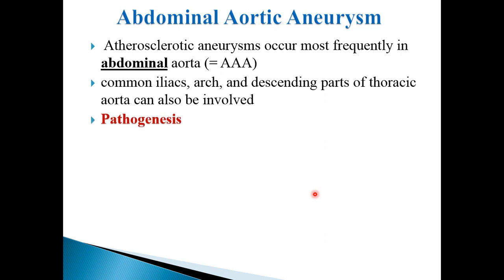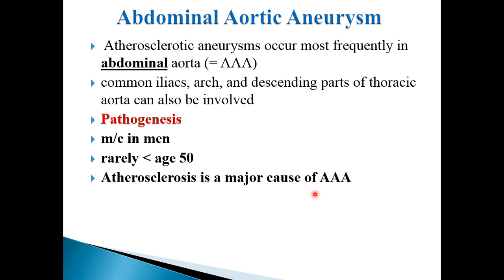Pathogenesis of abdominal aortic aneurysm. It's atherosclerotic in many cases. So in most of the cases, atherosclerosis is the underlying mechanism. This condition is more common in males. It's rarely seen before the age of 50. Atherosclerosis again is a major cause.